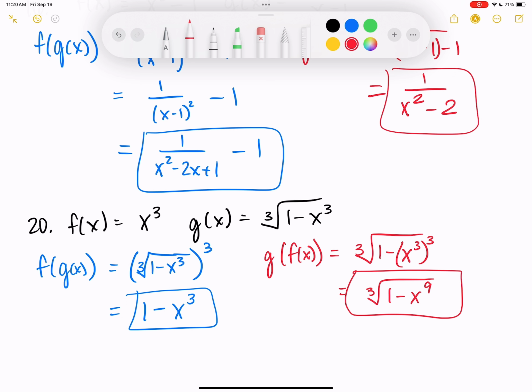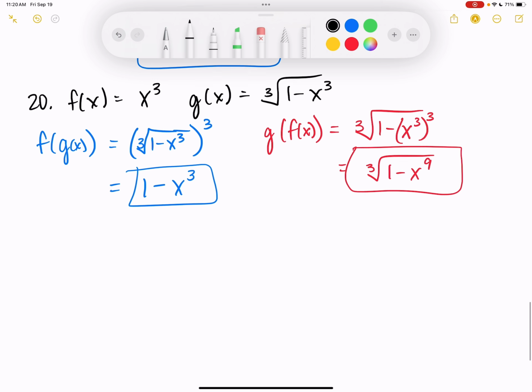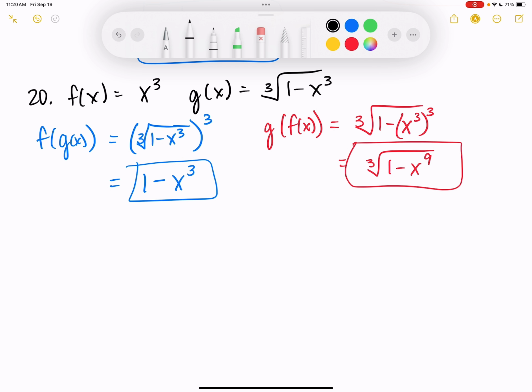Can't you cube root that? No, because it's 1 minus. There's a minus in here, so I can't. If it was just the cube root of x to the 9th, then yes, I could, but I can't. If it was 1 plus x to the 9th, could you do that? Nope. If it's adding or subtracting in there, you can't do that. Is the cube root of 1, 1? So could we pull out the 1? No, because it's added and subtracted.